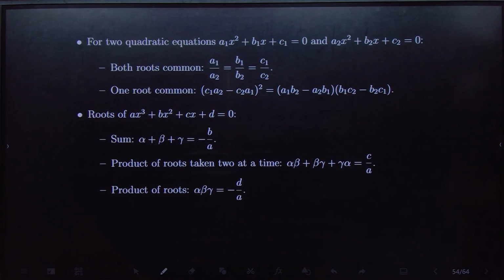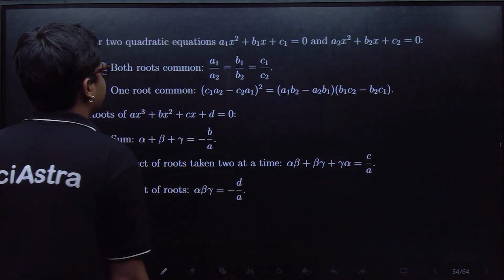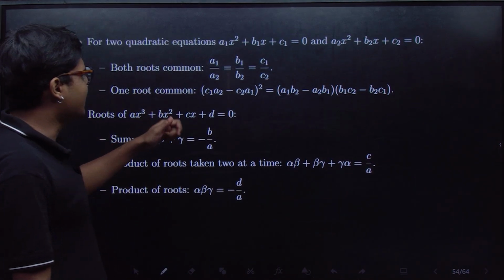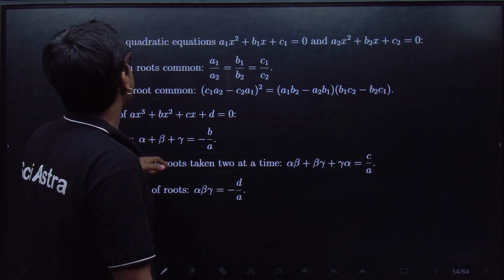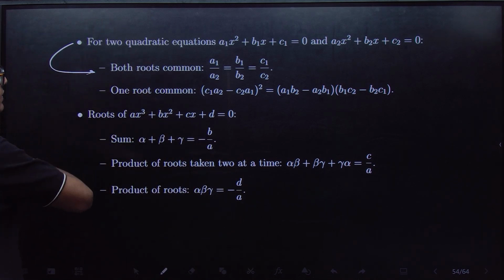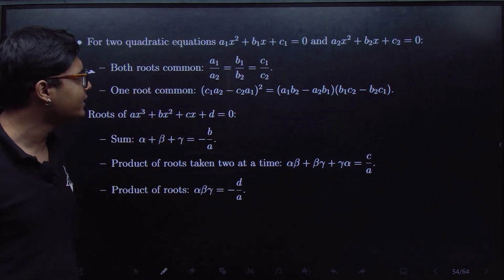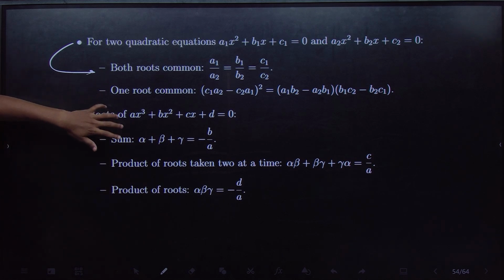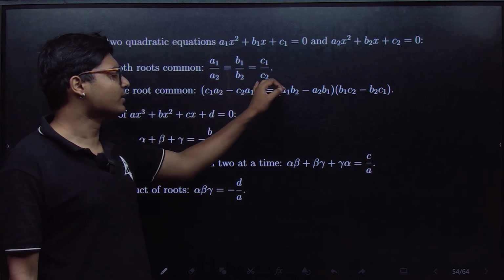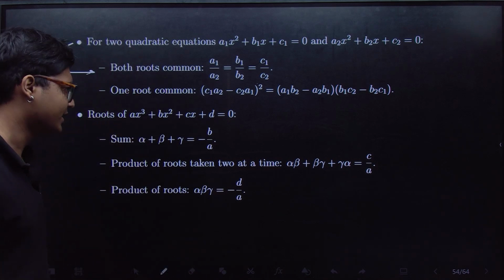Now suppose we are comparing two quadratics, a1 x square plus b1 x plus c1 equal to 0 and a2 x square plus b2 x plus c2 equal to 0. Then both the roots will be common if the coefficients are proportional, so you want a1 by a2 equal to b1 by b2 equal to c1 by c2. And for one common root, you want (c1 a2 minus c2 a1) whole squared equal to (a1 b2 minus a2 b1) times (b1 c2 minus b2 c1), right?